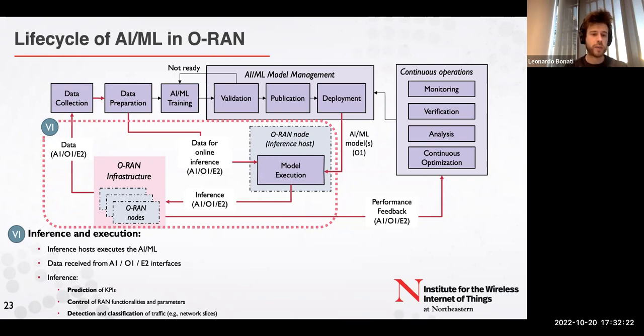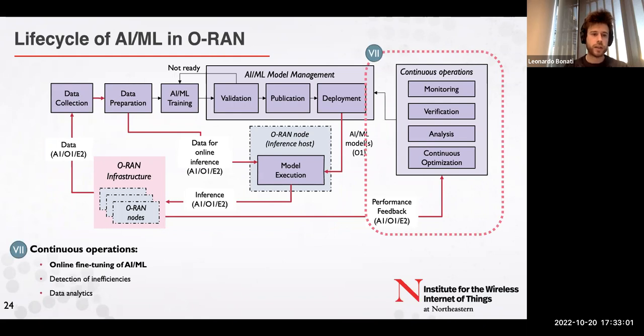And for example, the model can be used to perform some inference operations. So the prediction of some future behavior of the network. So the prediction of some KPIs. And then we can have, based on this, also the control of the functionalities and parameters of the network. So for example, you want to reallocate the resources of the network in a smart way. And then we can also have some detection and classification of some traffic that is running on our network. And this is all done through the inference steps of the machine learning model.